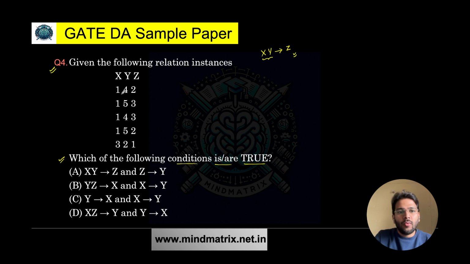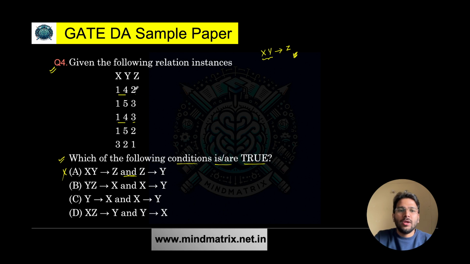If you see here, 1 and 4 combination of XY, so 1 4 determining 2, fine. Now do you have 1 4 again? If you see, 1 4 is determining 3. I told you that it has to uniquely determine Z. So 1 4 is determining 2, but here 1 4 is determining 3 as well. So that is not correct. So you can clearly eliminate this option. Option A is not correct, because an AND condition is there. If the first condition is false, no need to go for the second one, because the entire option is incorrect. But still, if you want to check, you can check.